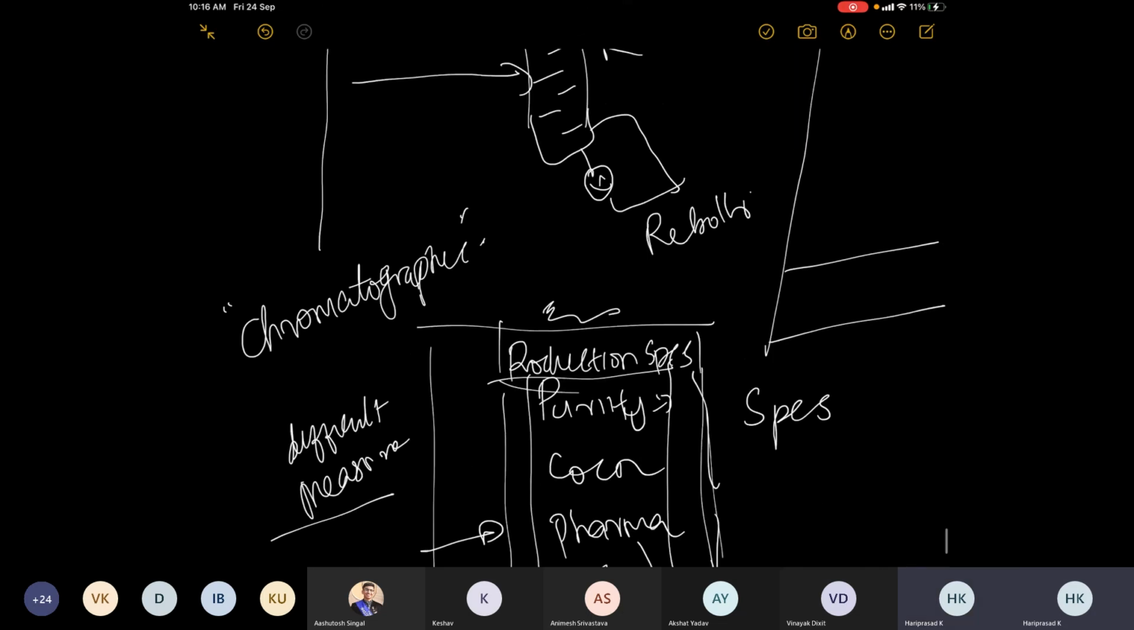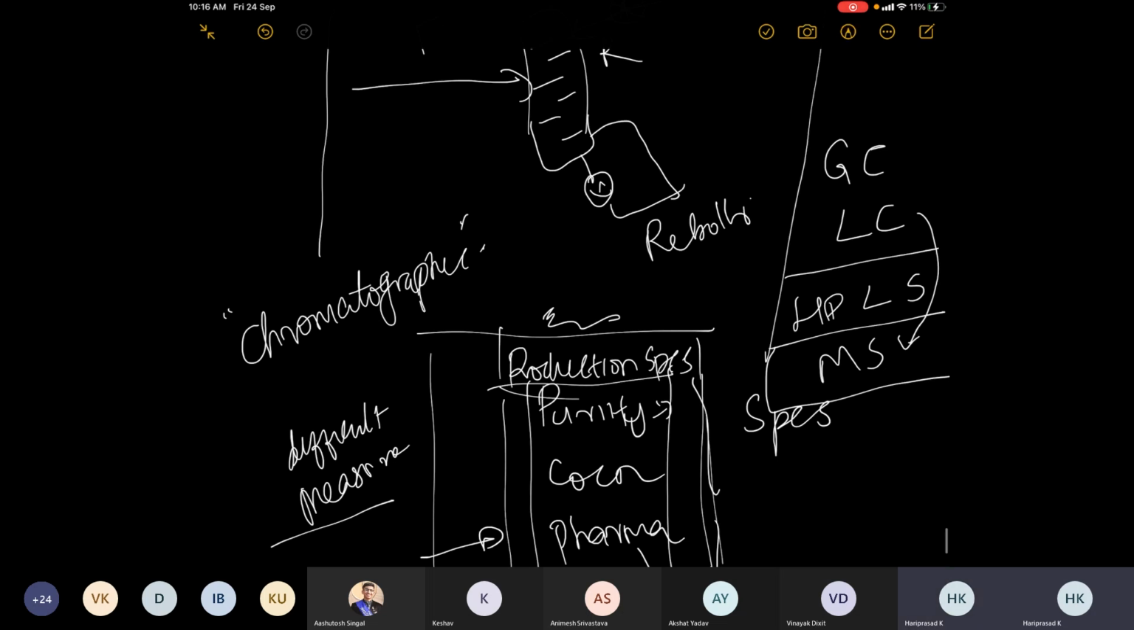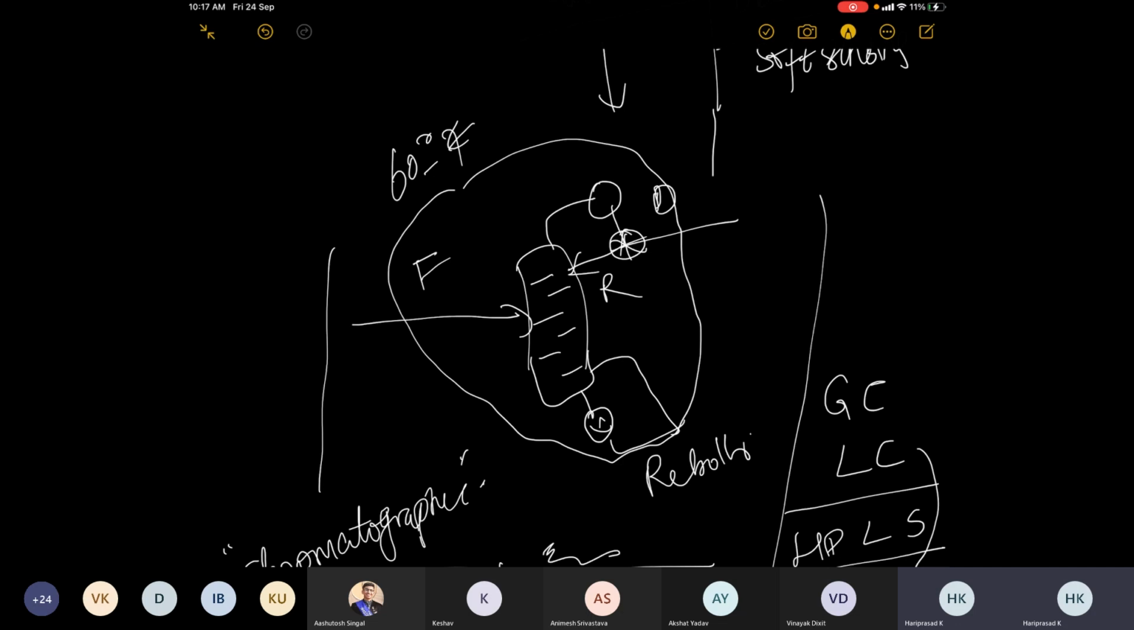Okay, so it could be gas chromatography, liquid chromatography, or high performance liquid chromatography, and you might require something known as mass spectrometer to measure this. And these are mostly done by sampling, because a distillation column might operate, since there is a reboiler and condenser, everything maybe operating above normal temperature, maybe 60 degrees, 70 degrees, or even 100 degrees, who knows.